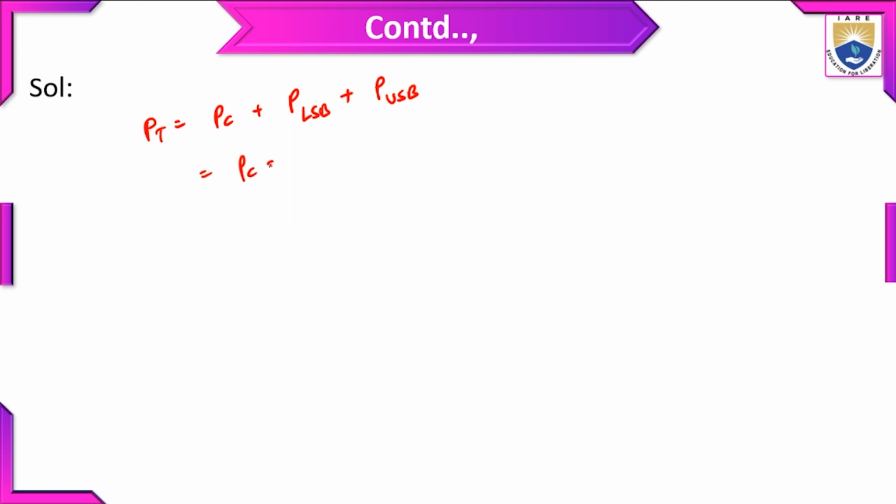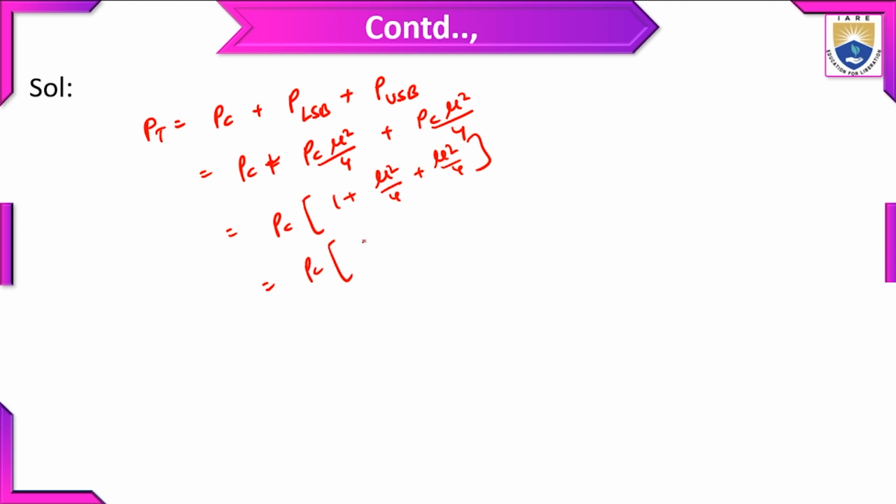So we know that the sideband power is PC mu square by 4. Again the same power, mu square by 4. So this is PC plus, so we can take the common, PC plus mu square by 4 plus mu square by 4. So mu square by 4 plus mu square by 4, 2 mu square by 4. So the output is mu square by 2. So PC into 1 plus mu square by 2. So what is the mu value here? Mu value is 0.8.